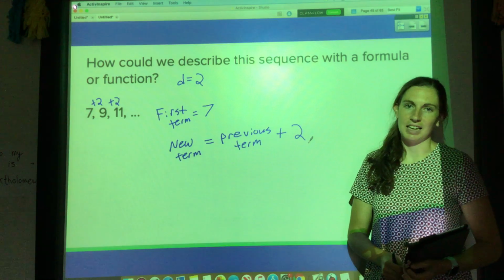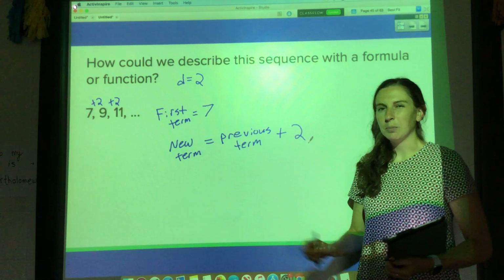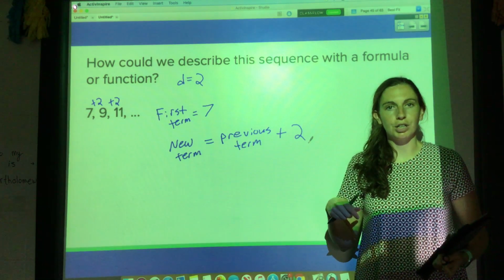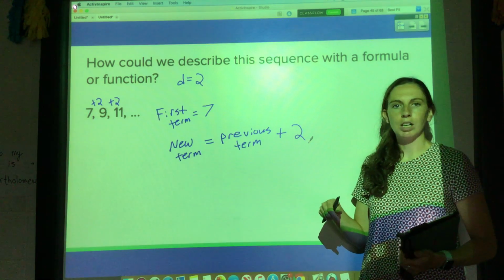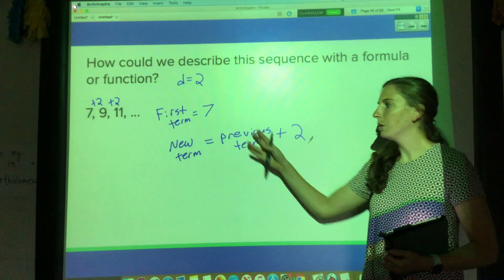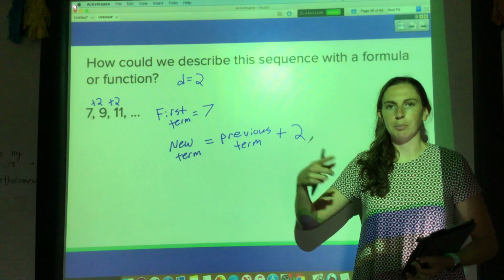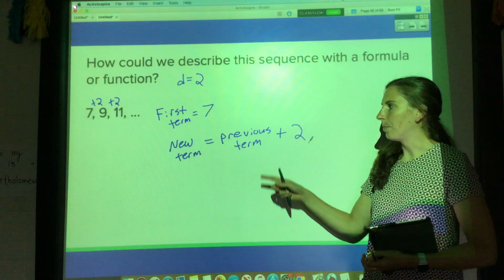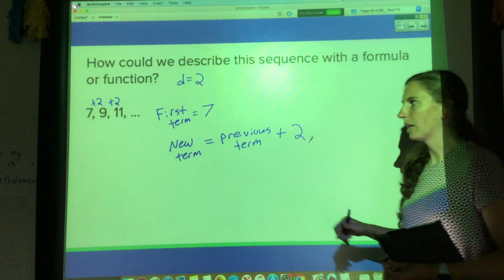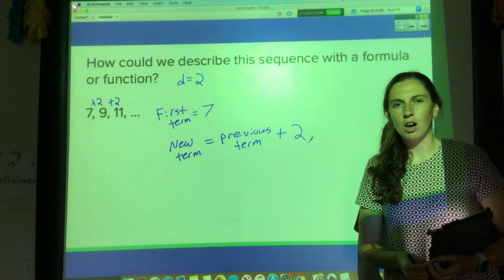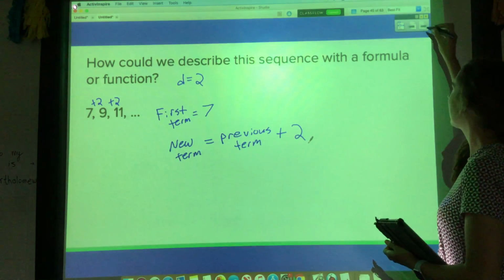Again, it doesn't really look like something you might be used to, but this is something called a recursive formula. A recursive formula is built on whatever comes before it. Like when something recurs, it repeats over and over. So this is called a recursive formula. You have this on your formula sheet, and it looks like this.